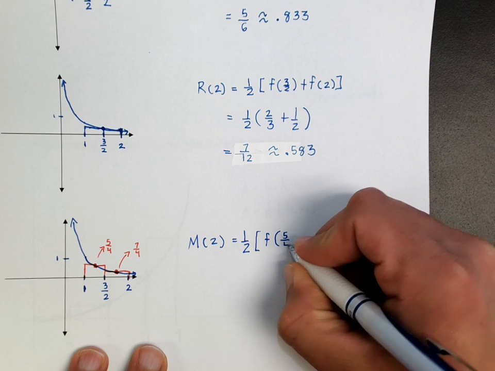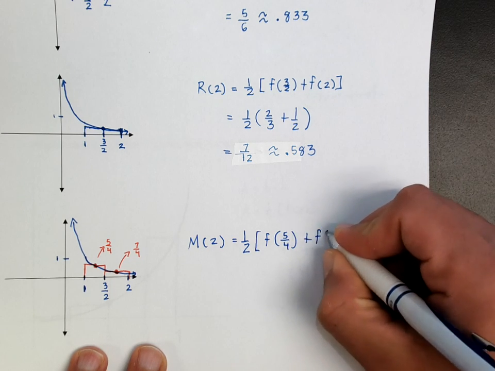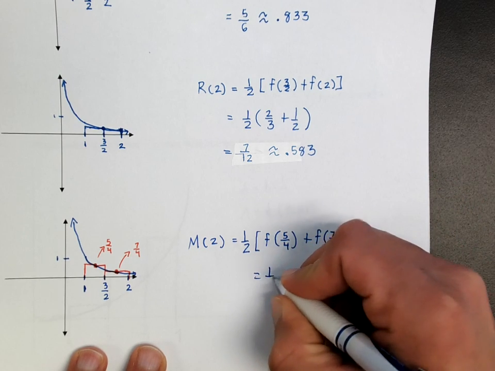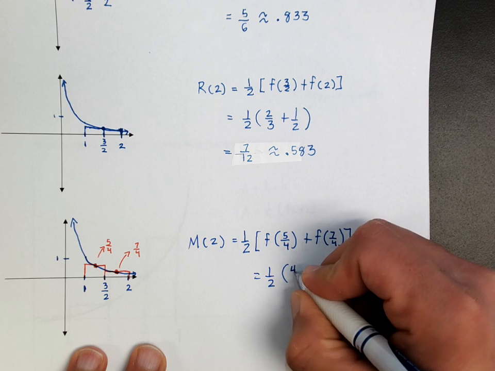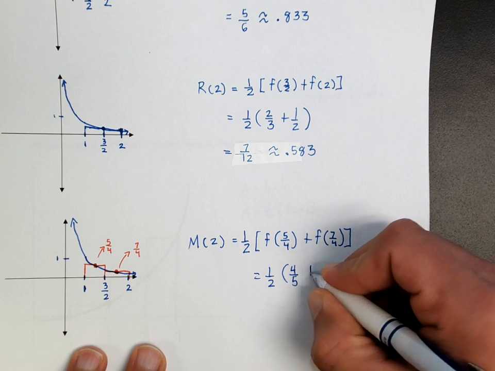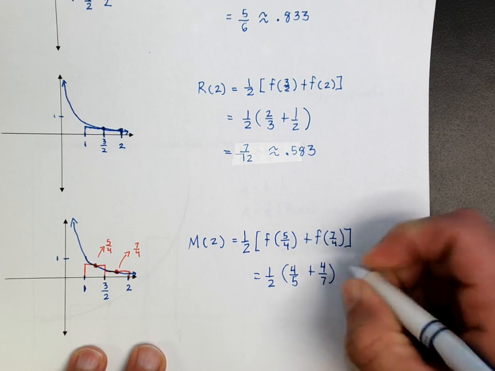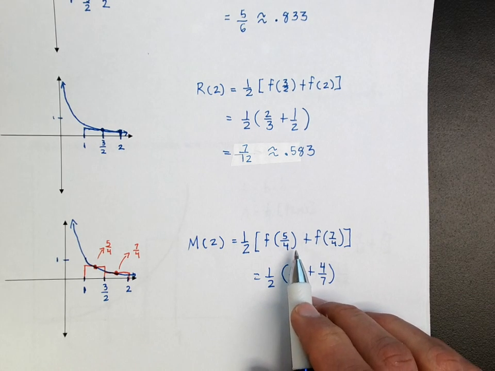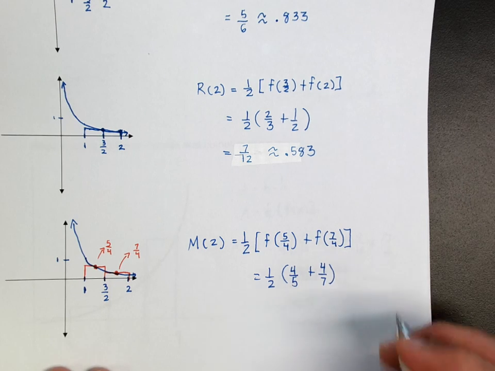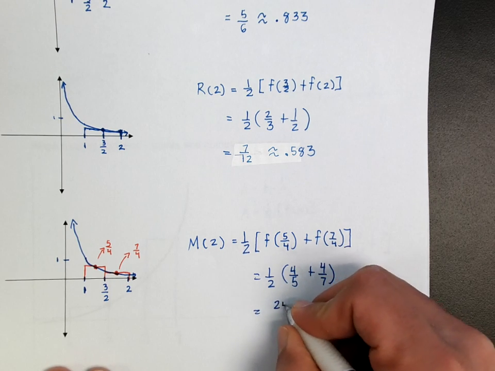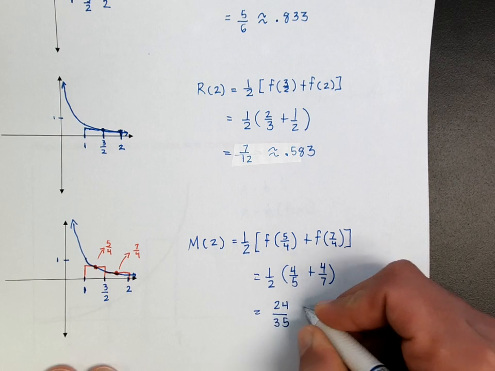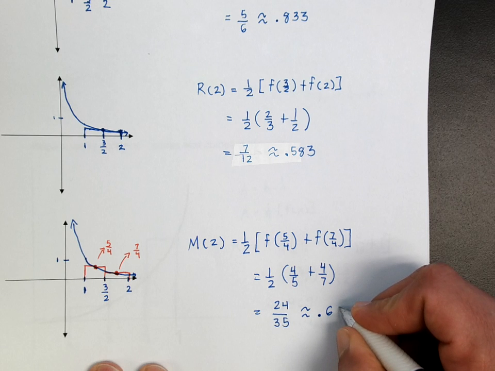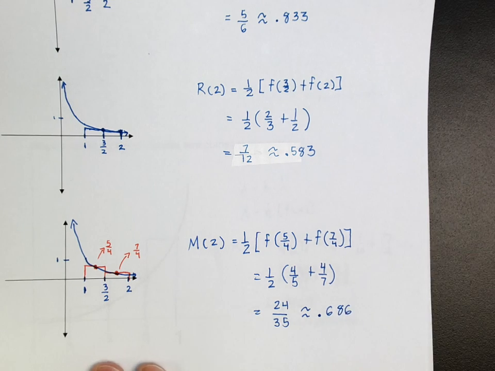So this is 1/2 times f of 5/4 plus f of 7/4, which is 4/5 plus 4/7. Remember that those came from plugging 5/4 and 7/4 into f of x equals 1/x. That's going to give me 24/35, which is approximately 0.686. This is going to be a better approximation for sure.